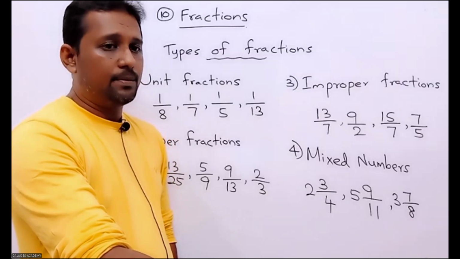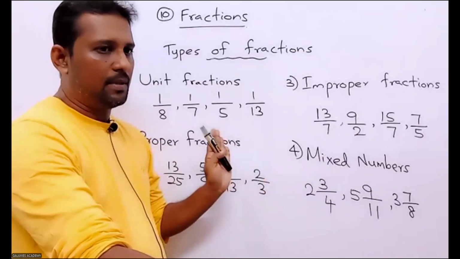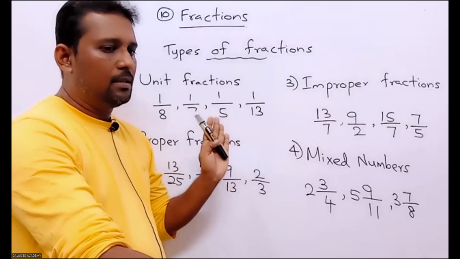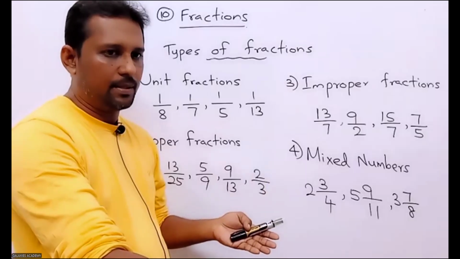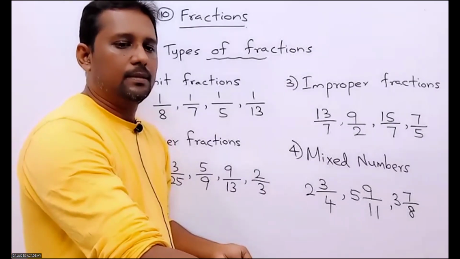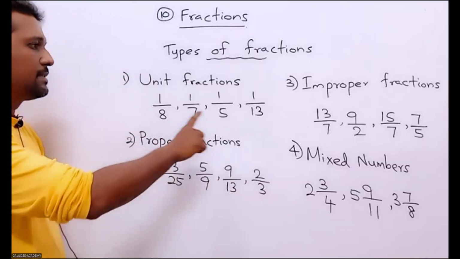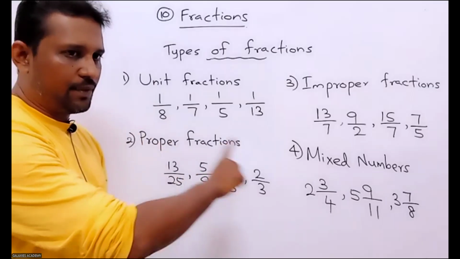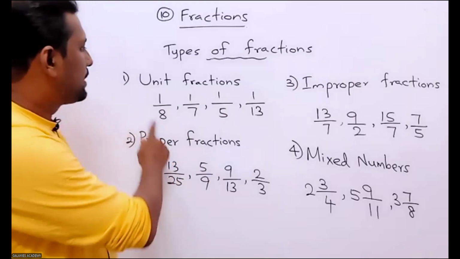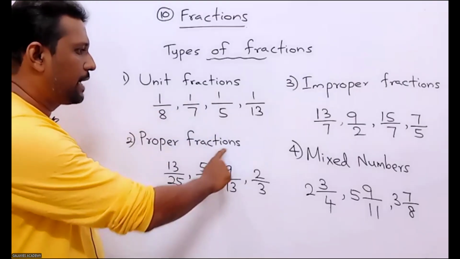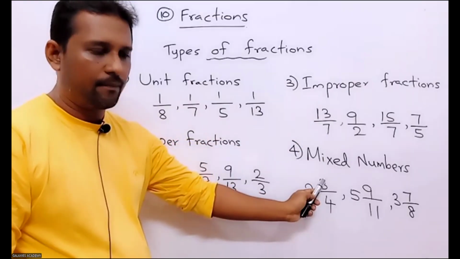Right. They are the types of fractions. Again, I will say for the last time what the types of fractions are and how you can identify them and write the examples. These are the fraction types. There are 4 types we can mainly identify: unit fractions, proper fractions, improper fractions, and mixed numbers.